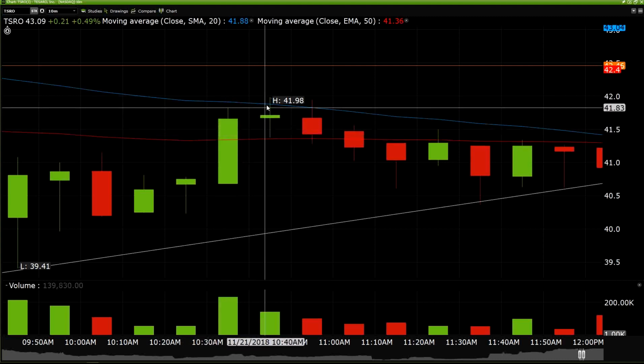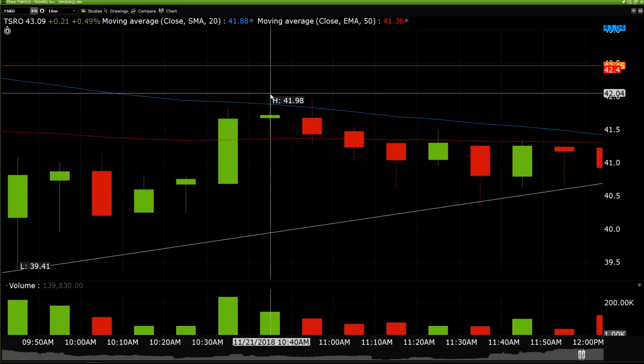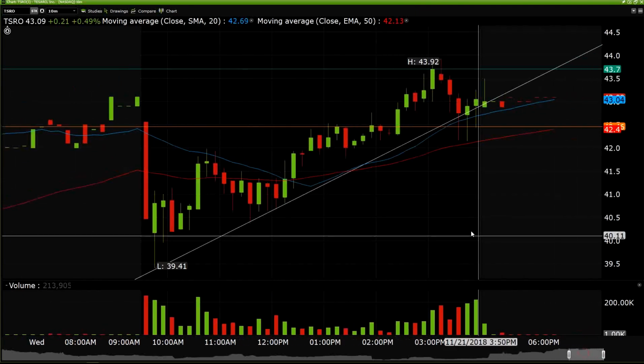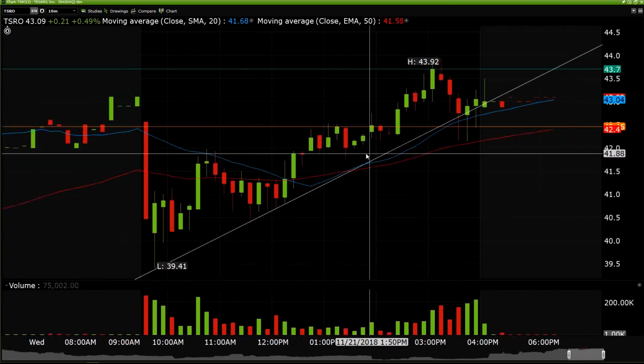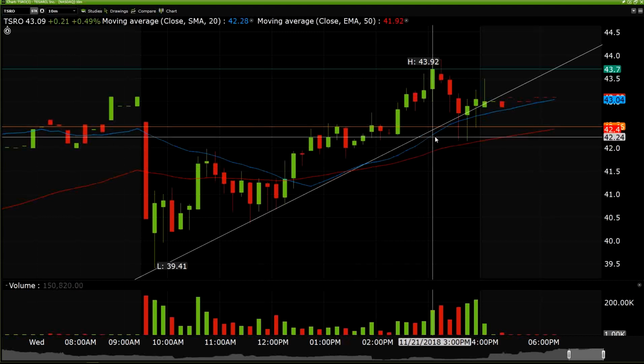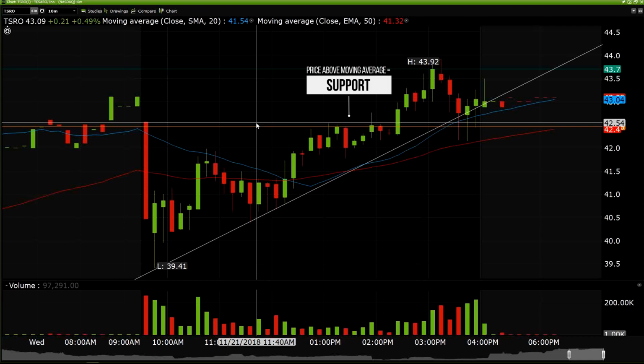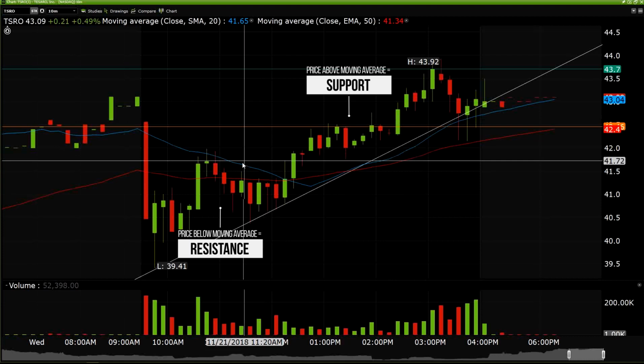So when the stock pushes up into that level, you're going to see people selling into that moving average. When the price is above that moving average, you're going to see people buying into that blue area, which is the simple moving average, because it's going to act as support. So basically, when the price is above a moving average, it acts as support. When the price is below a moving average, it acts as resistance. So there's the 20 SMA.